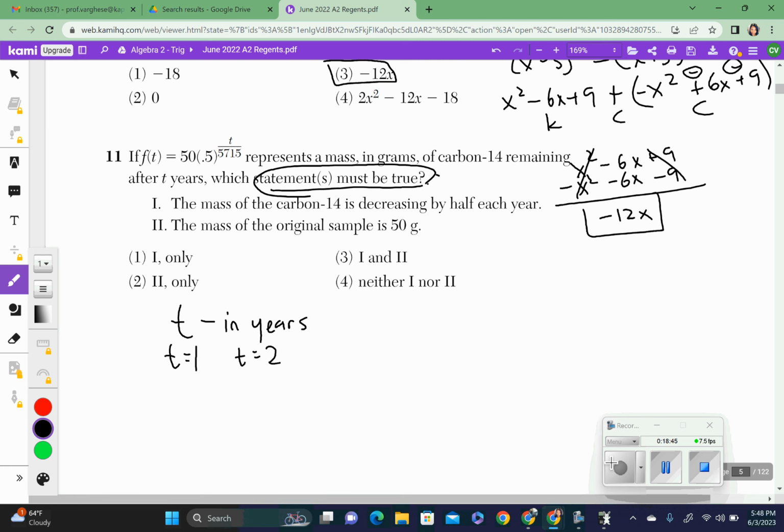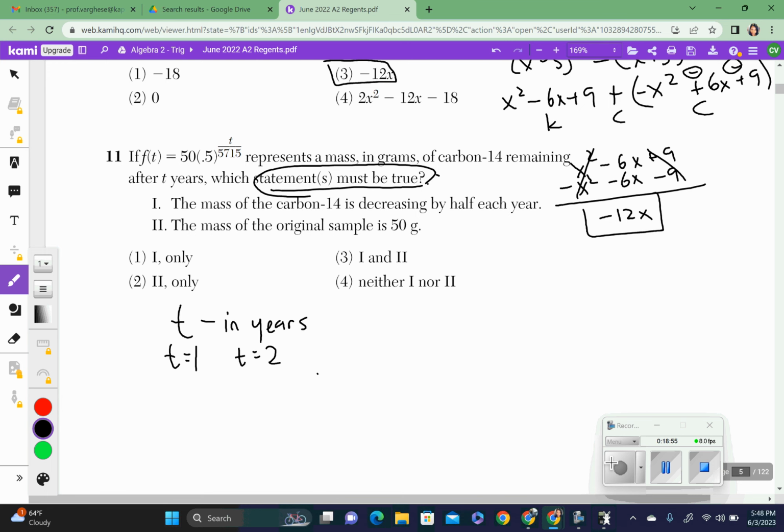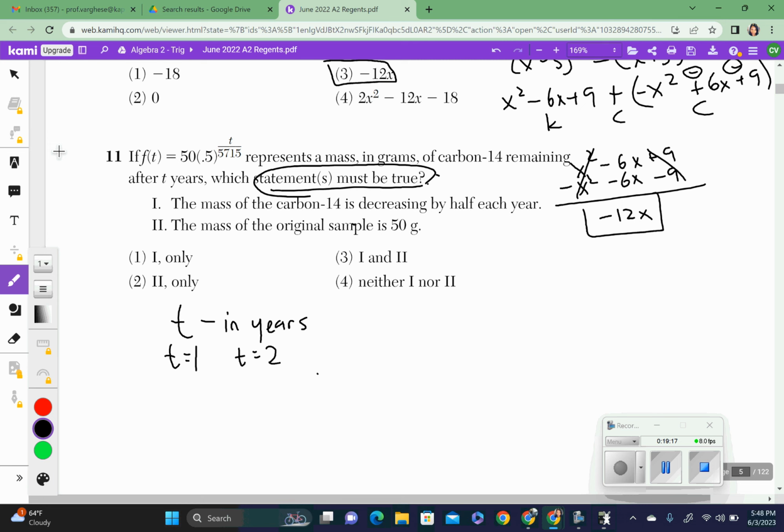So the best way to do that is to go ahead and plug this into my y equals, which I did. And so if this statement is true, the first one, that means that if I look at t equals 1, and t equals 2, if I look on my table at 1 and 2, the value of one of them should be half as much as the other. And that's not what's happening, right? Like if you look, 50.014 is not half of 50. So I know that this first statement is not true.